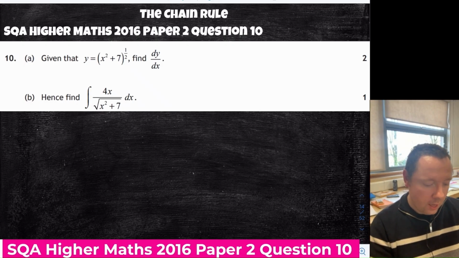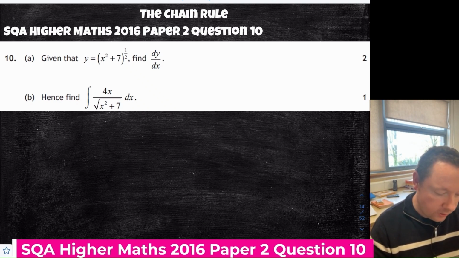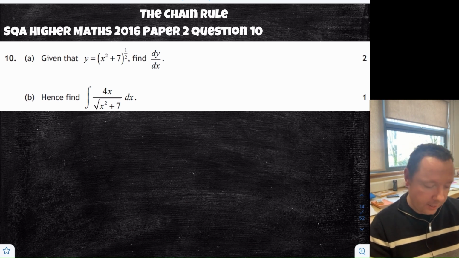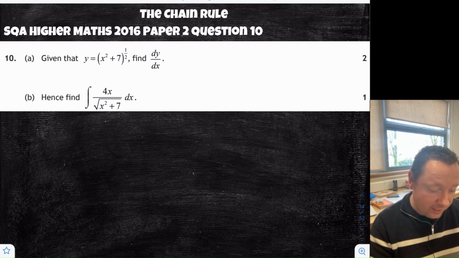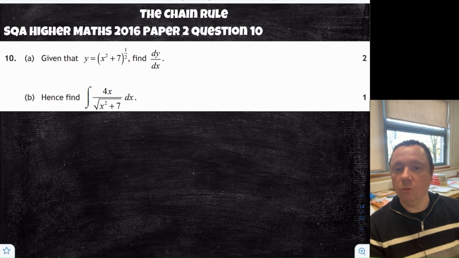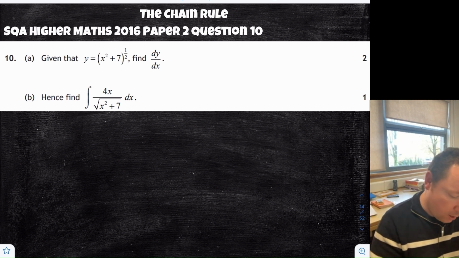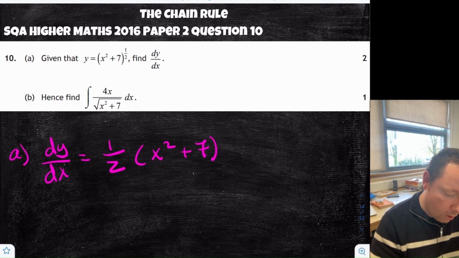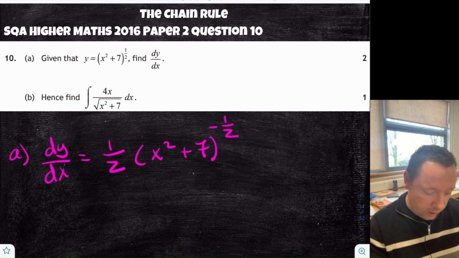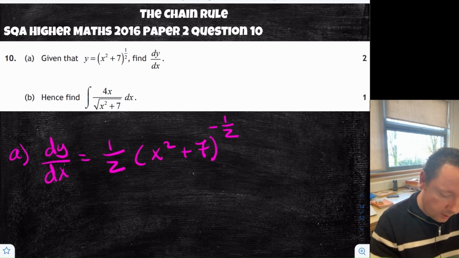The chain rule. SQA Higher Maths 2016, Paper 2, Question 10. Given y equals x squared plus 7 to the half, find dy by dx. And then part B, hence find the integral of this function, which we'll use our answer to part A to do. So part A, dy by dx is equal to, take the half down to the front, x squared plus 7, take 1 off the power, minus a half, and then we differentiate the bit inside the brackets, which is x squared, so that becomes 2x.